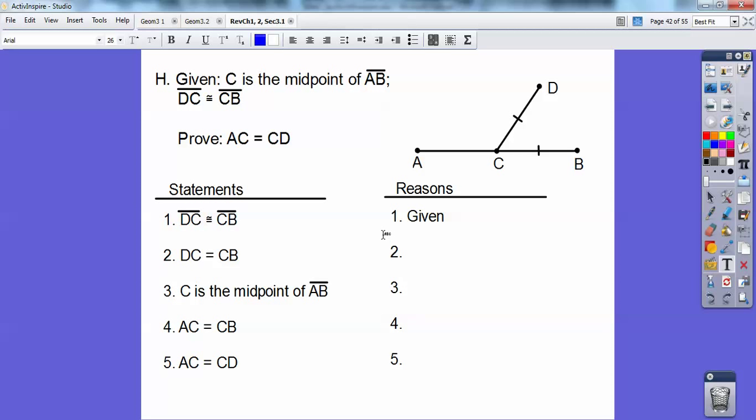All right, and then what else does it say? Oh, we also have DC is congruent to CB. Okay, so this segment is congruent to this segment right here. Okay, so prove that AC is congruent to CD, or sorry, equal to CD.